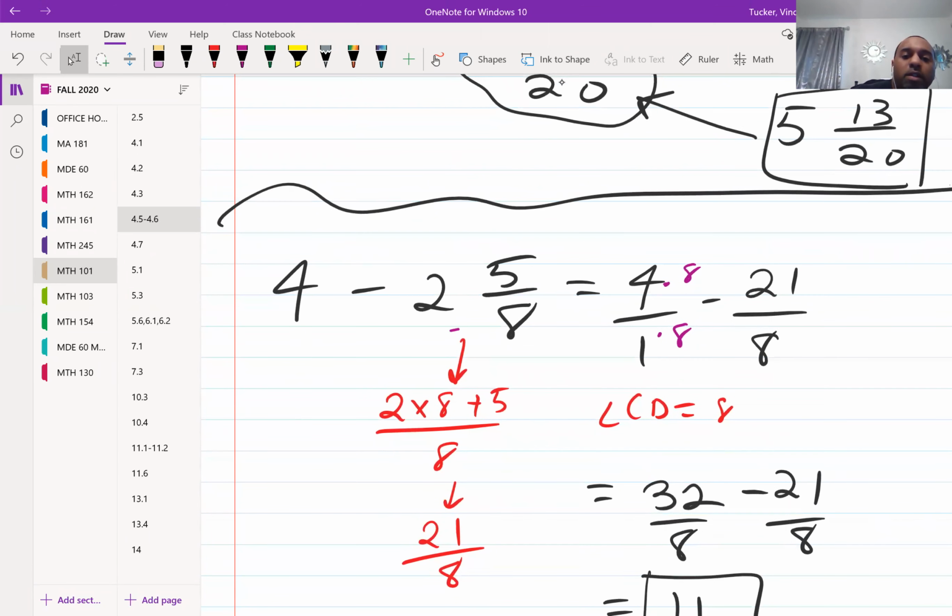Don't want to go too far up. But once again, I'm just going to show the work that if you had needed to convert 11 over 8 into a mixed number, take the 8 divided into 11. But I want to make sure everybody's able to copy what's up top first.